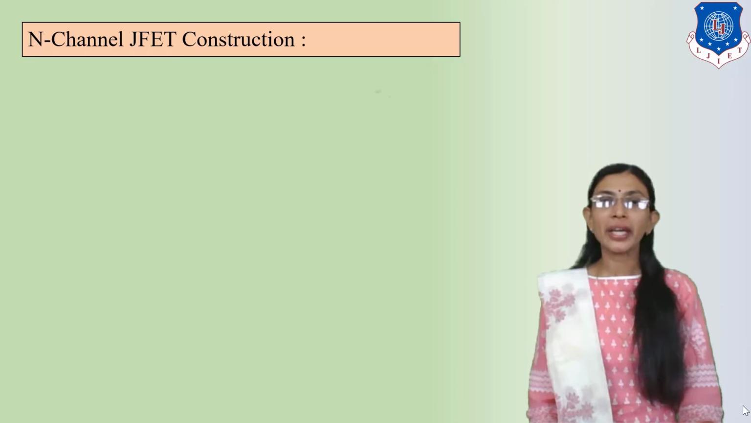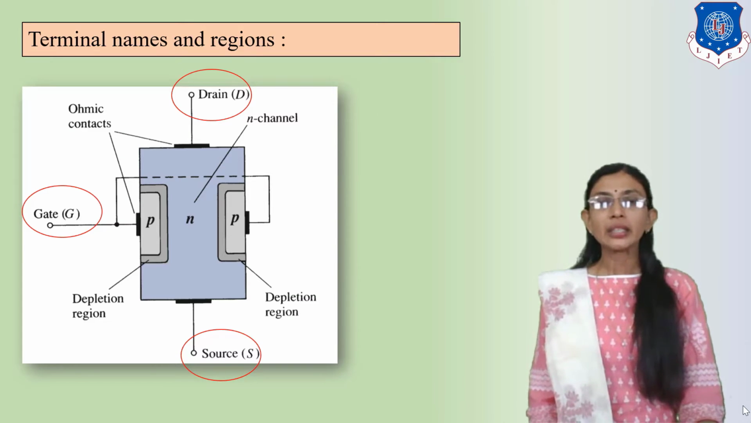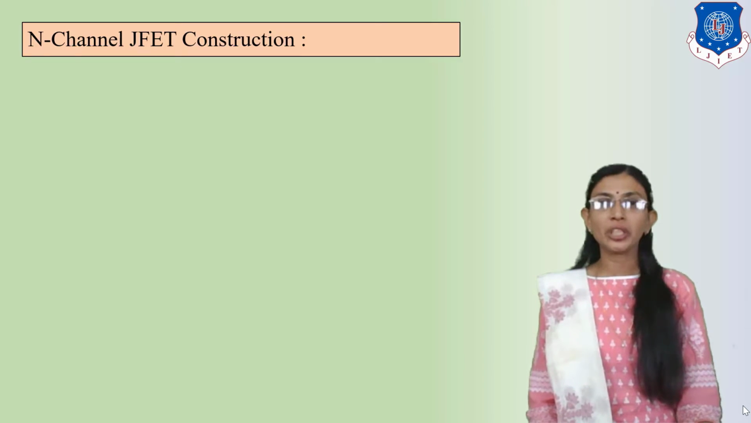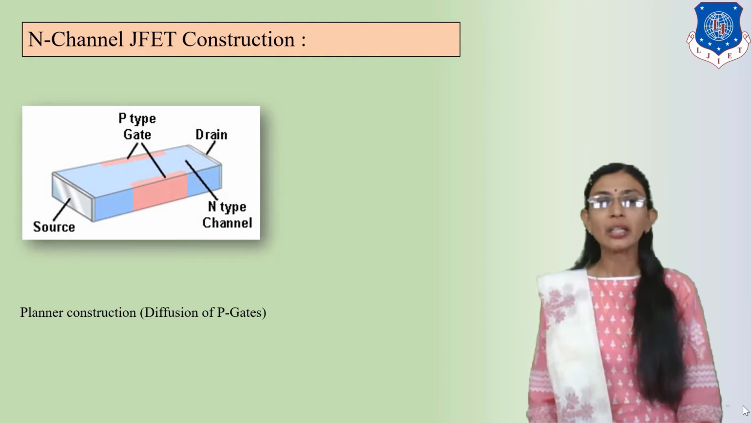And let's start with the N-channel JFET construction. So after understanding the symbol and basic construction, terminals and regions of FET, we will start the N-channel JFET. So look at this. This is the N-channel JFET construction. This is the planar construction. We will have the diffusion of P gates as shown in this figure.